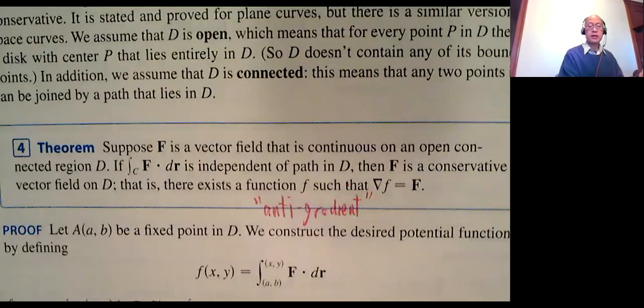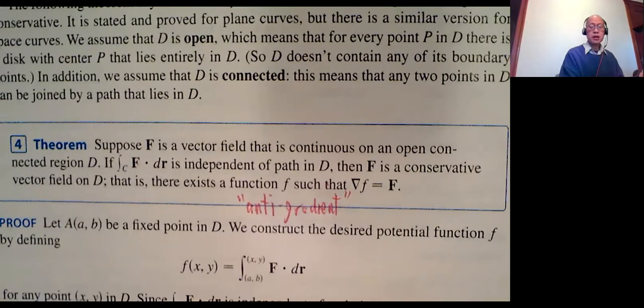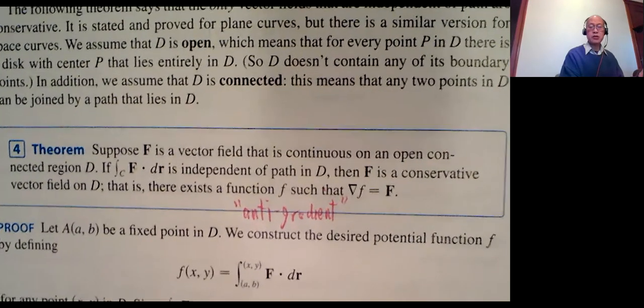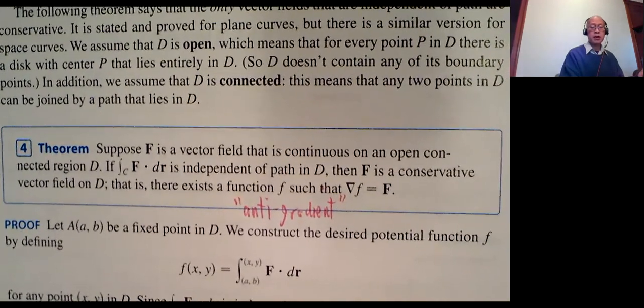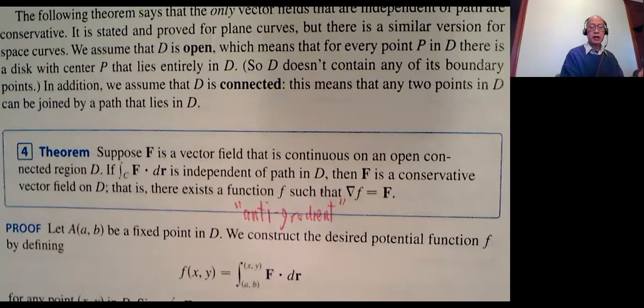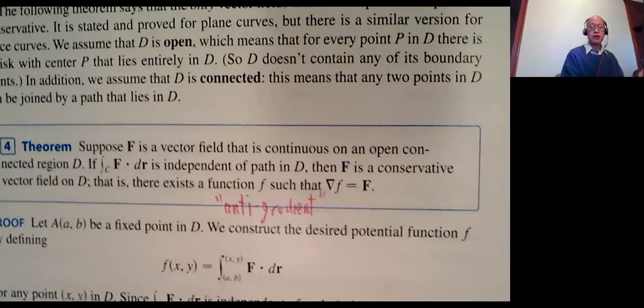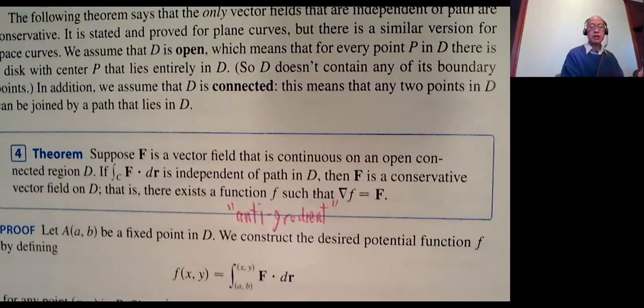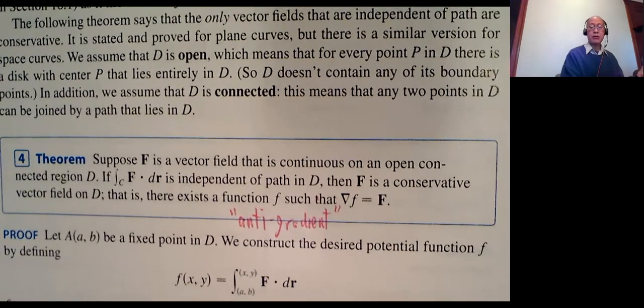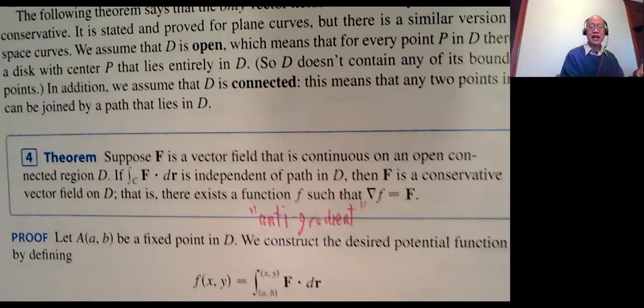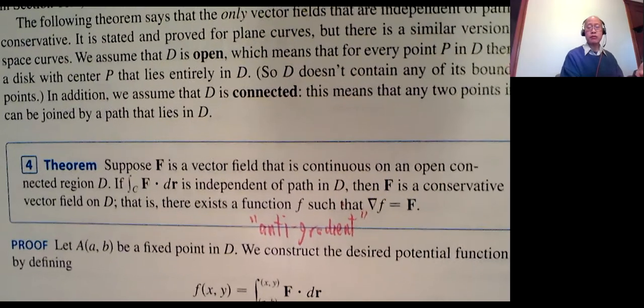Okay. Next theorem. Suppose F is a vector field that is continuous on an open connected region. If the integral of F dot dr is path independent, then F is a conservative vector field. That is, there exists a function little f such that the gradient of little f is capital F. I write that as an anti-gradient, kind of like an anti-derivative.